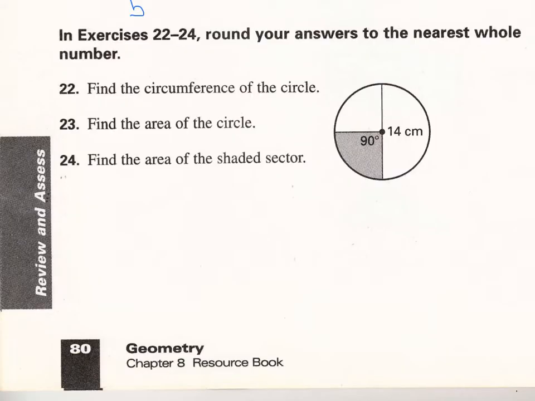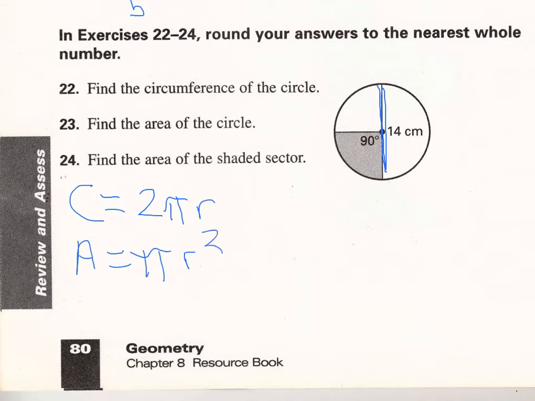Okay, last 3 questions are talking about the circle. Number 22 wants you to find the circumference. Remember, circumference equals 2 times pi times your radius. Now, in the picture here, they give you the diameter as being 14. Make sure you figure out what the radius is. Then on number 23, they want you to find the area, which is area equals pi r squared.